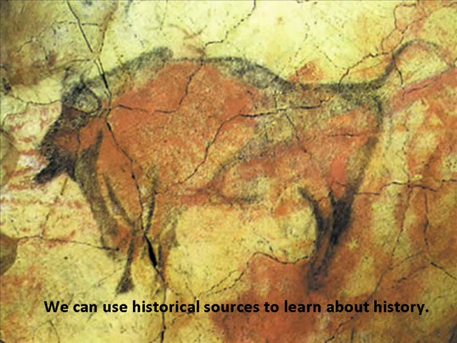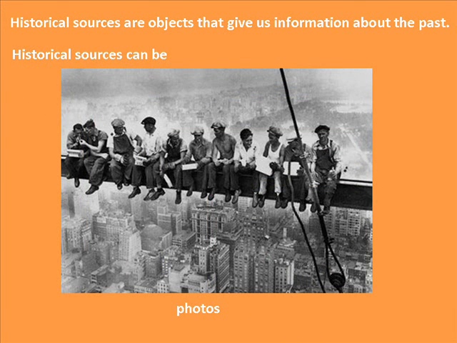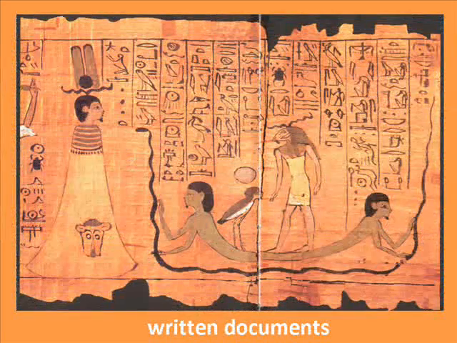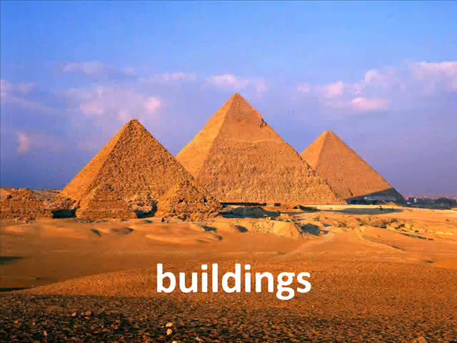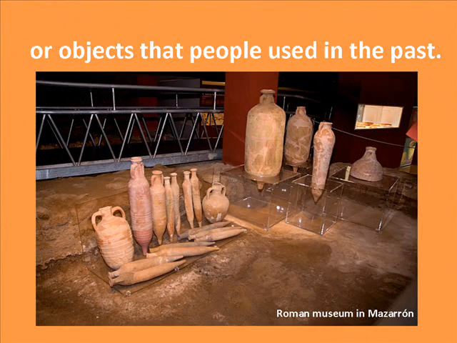We can use historical sources to learn about history. Historical sources are objects that give us information about the past. Historical sources can be photos, paintings, written documents, buildings, or objects that people used in the past.